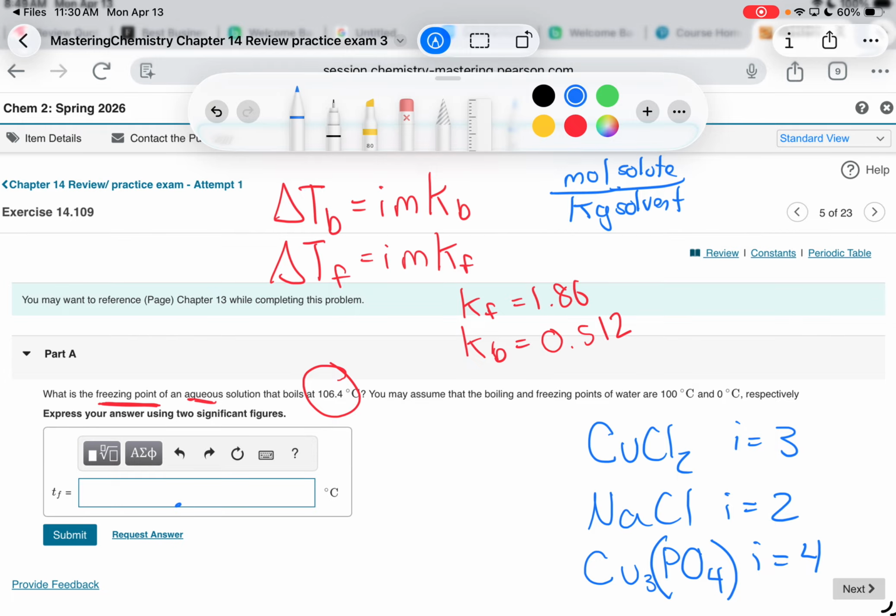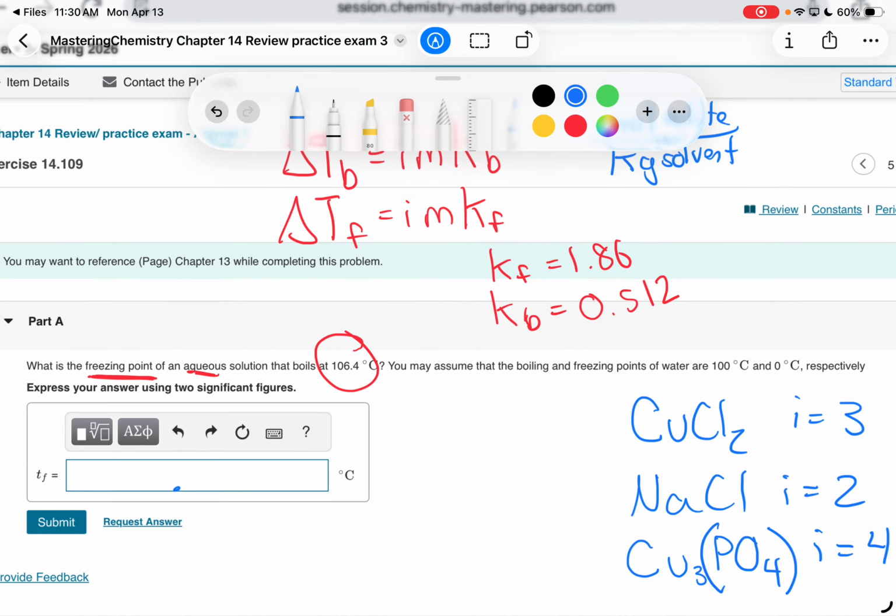All right, so now take a look at this problem. And this one requires you to go a little bit further. So be creative, play around with it, see what you can come up with for this one. They want to know the freezing point of some water solution with solute in it, and it boils at 106.4. Okay, so take a couple minutes and then we'll talk through it.